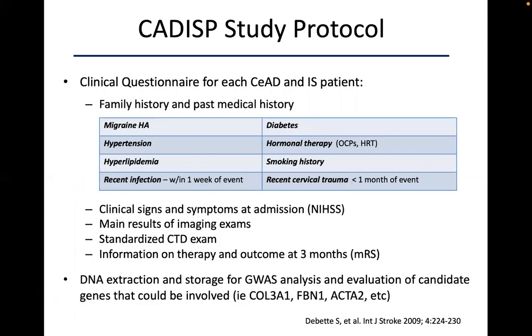So each of the patients that were enrolled had a clinical questionnaire that they completed, looking at past medical history and family history. They looked at clinical signs and symptoms, their imaging exams, and then any information on therapy and outcomes. Importantly, these patients were not systematically imaged below the neck. So that's a major limitation of the data from this and is a main driver for the study that I'm going to present towards the end from our center.